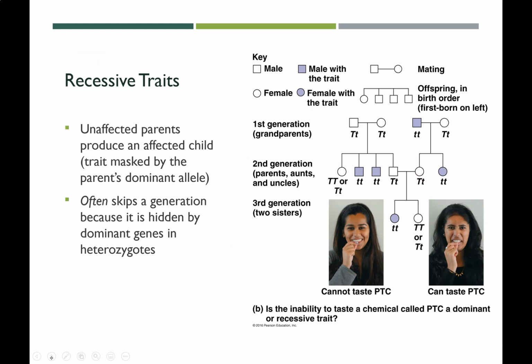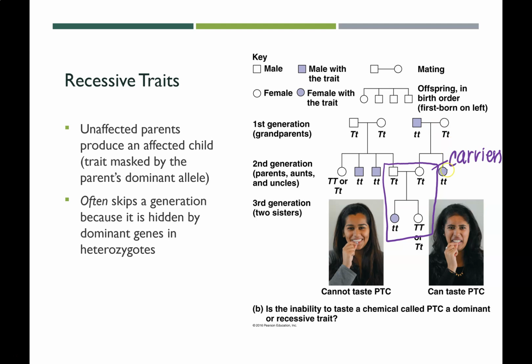Recessive traits. The easiest way to determine this is by looking for unaffected parents that produce an affected child. I always start with this one because this is the easiest one to definitively say, yes, this is recessive. If you see this, it's recessive. If you don't see this, it is probably dominant because both parents are masking that allele. Those parents are called carriers because they have the trait, but they are not expressing it.